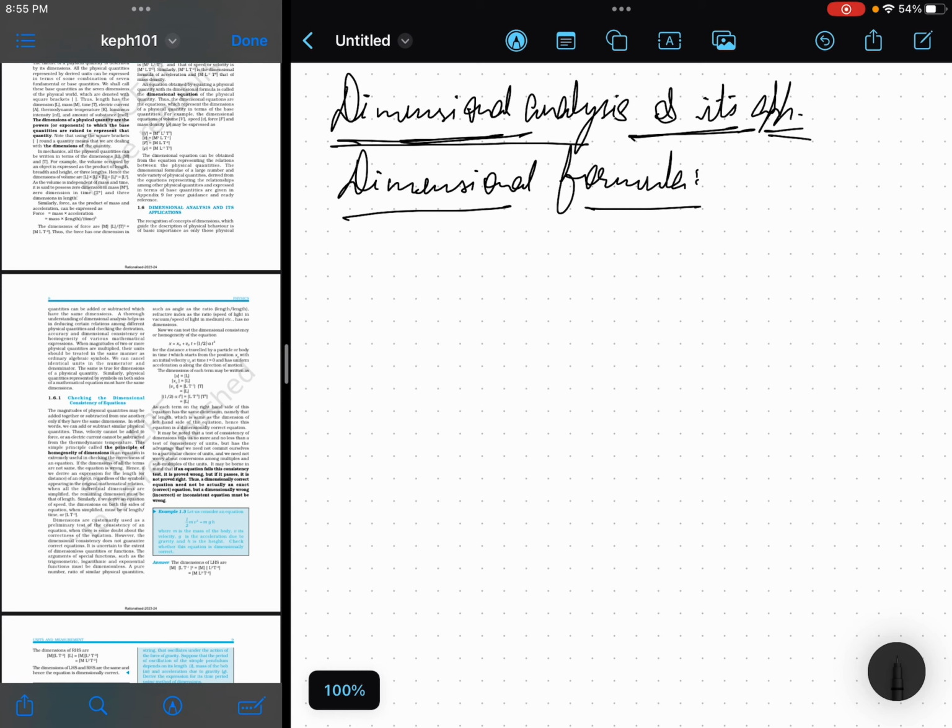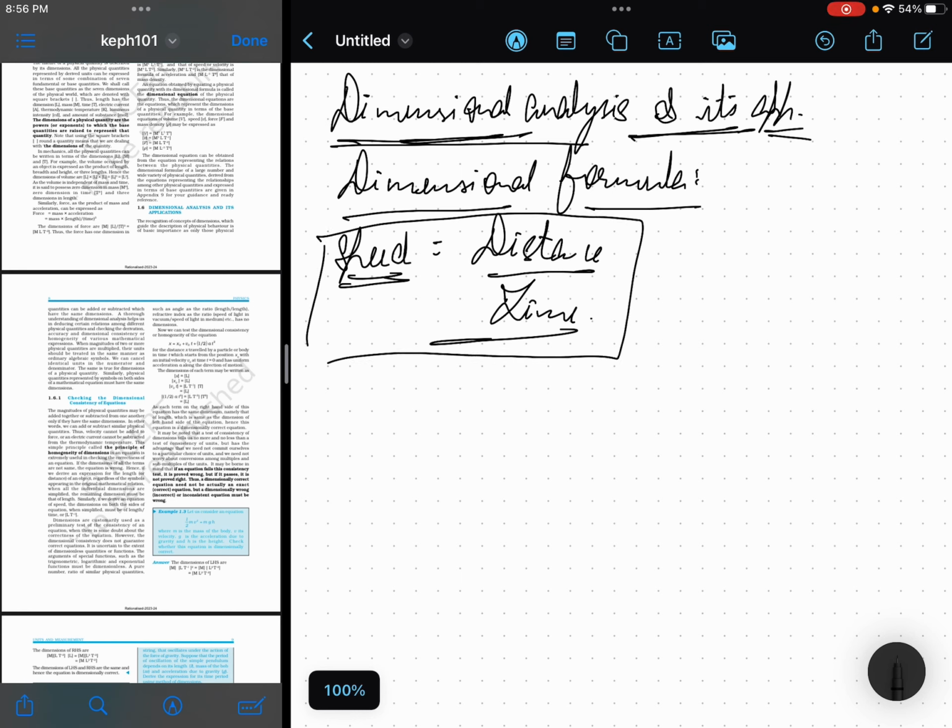Let's take the example of speed. You might already know that the formula of speed is equal to distance upon time. If there is a body that covers a certain distance in a certain time, then the speed of the body is considered as distance upon time. Alright? You are already aware of this thing.